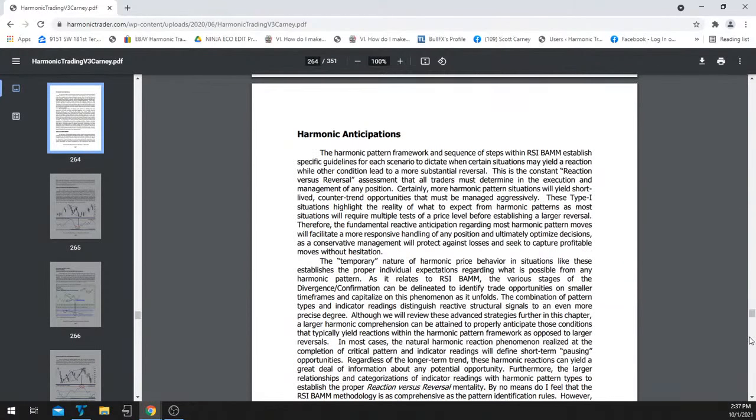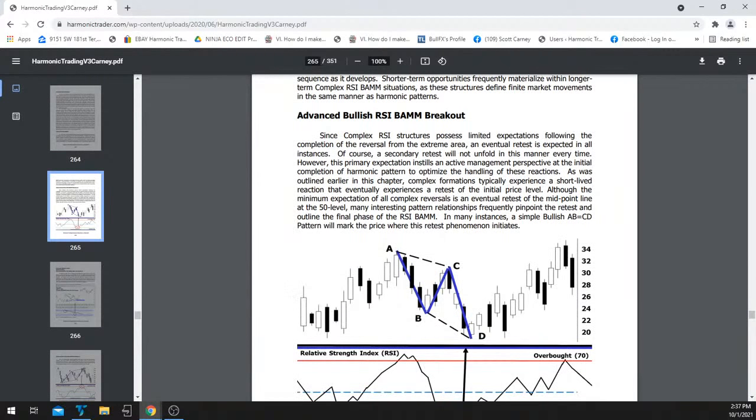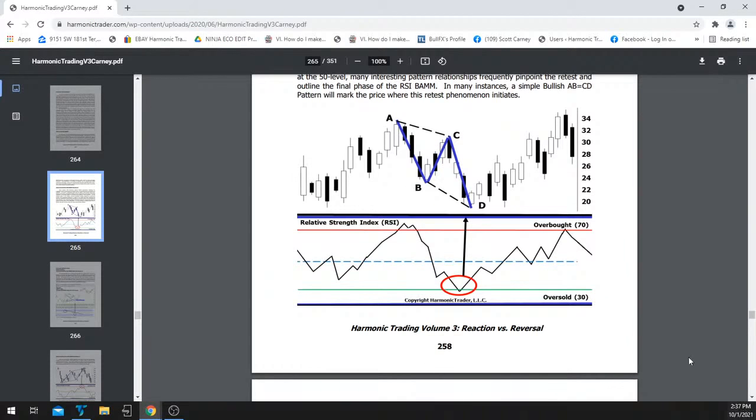So I call it an advanced RSI BAM, but what it is is just the recognition of that complex structure. And so with an ABCD formation, this is happening in the crypto right now. And that's why this is a pretty significant opportunity and a pretty substantial scenario with the way we look at it with harmonic patterns. We know they work in crypto. So check out the volume 3 book, but look at the illustration, okay?